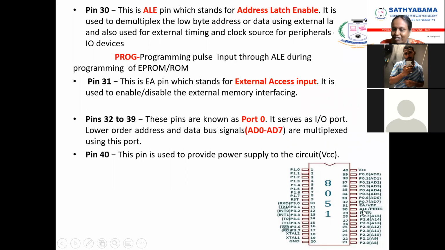ALE serves two purposes. High means ALE will serve. PROG bar means logic level is 0. For my programming pulse, when I want to program the EEPROM, we all know read-only memory, I have an option. If I want to embed that program, I have to use the PROG pin. Then pin 31. I told you for external memory we use the PSEN bar pin. If I want to access my internal memory, I have pin 31, that is the external access input.